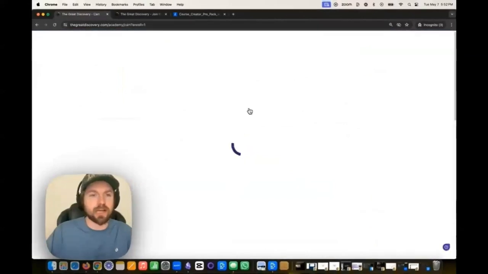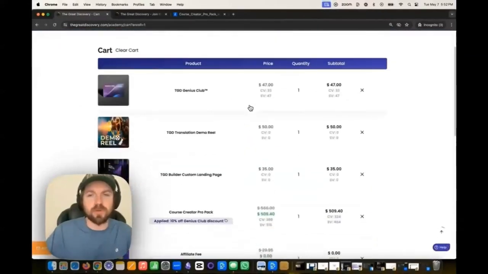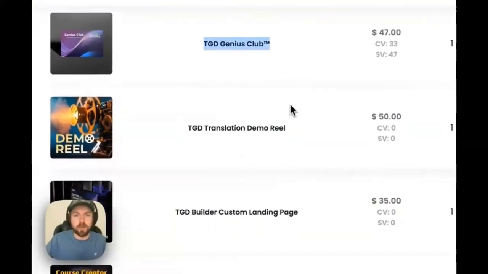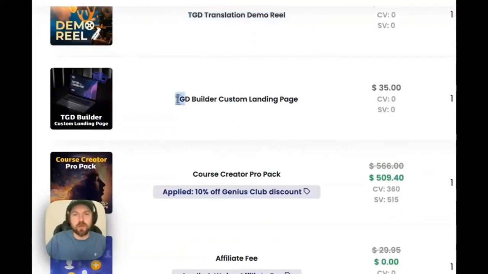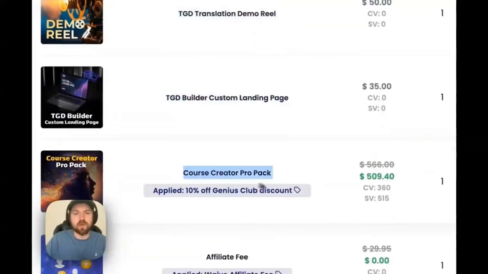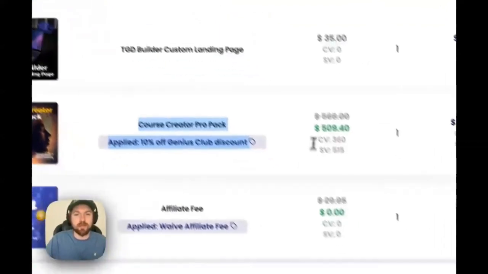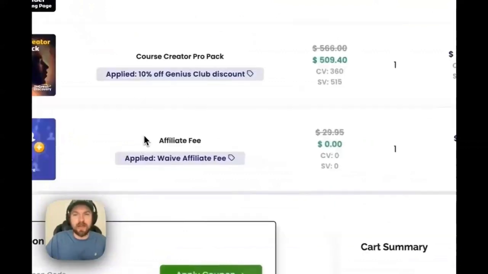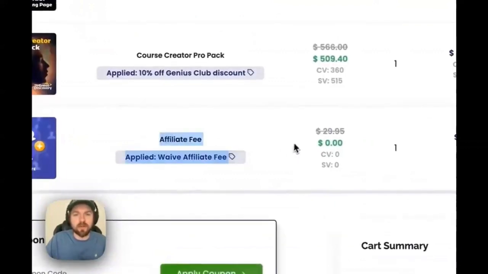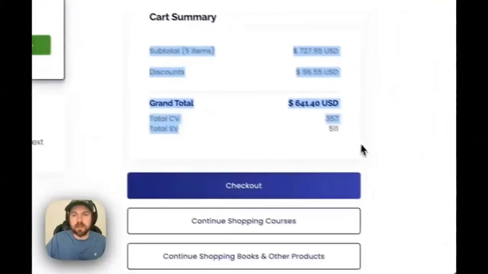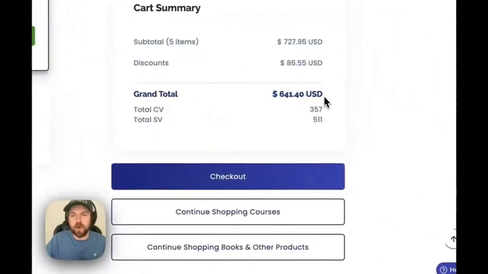It will now take you to the checkout screen, and you will see that you have multiple items in your cart. You have your Genius Club membership. You have your custom TGD demo translation reel. You have your landing page on the TGD Builder website. You have your Course Creator Pro pack with the 10% discount from your Genius Club membership. You see that's highly discounted. And you also have your affiliate fee waived for an entire year for free, for $0.00. You'll see down here that your final total is $641.40.